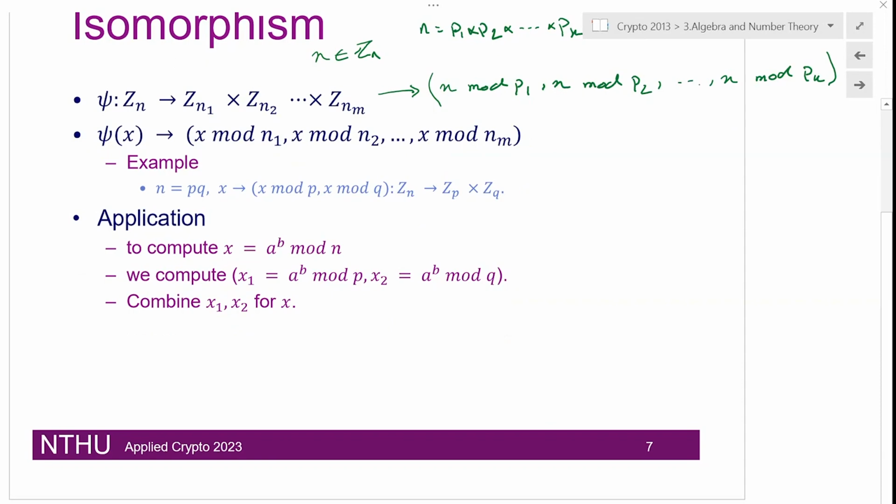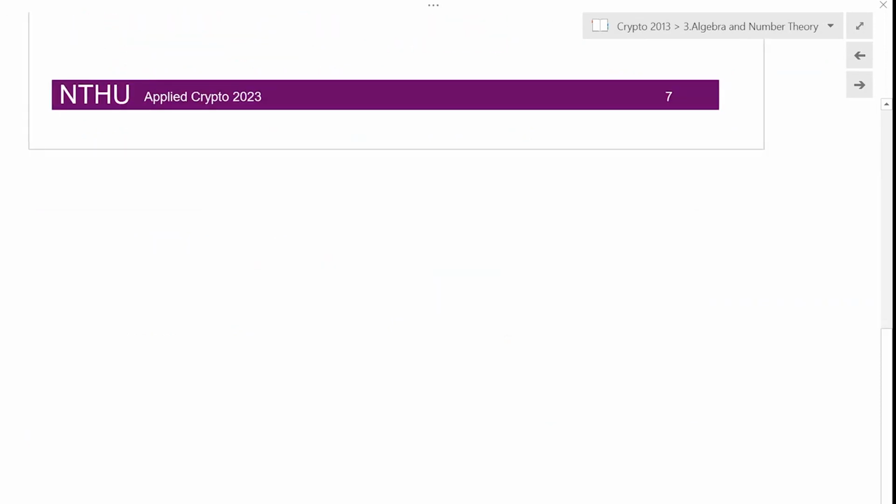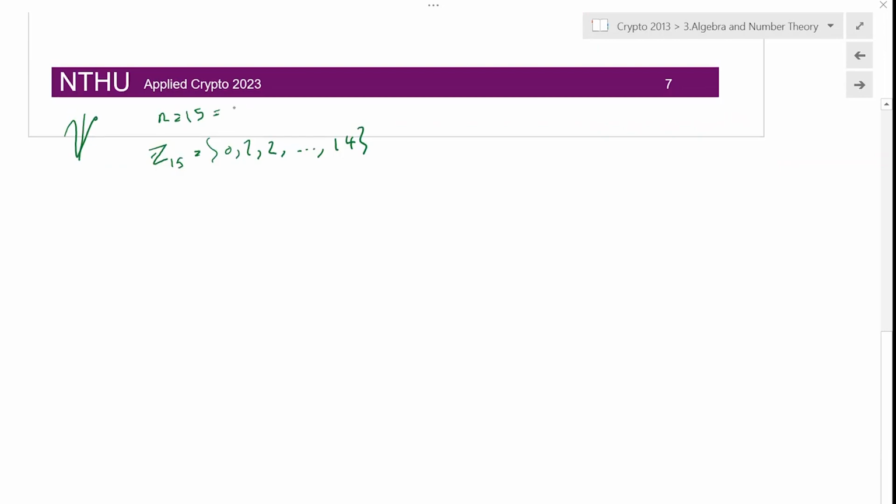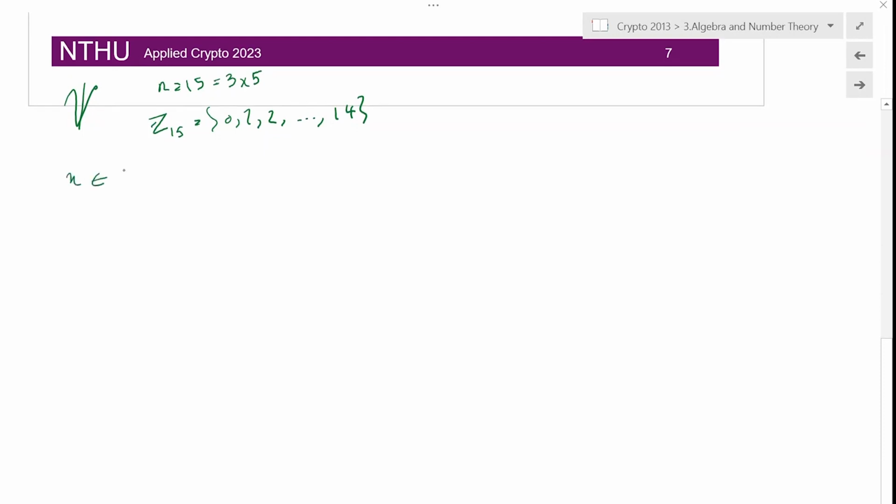So let me give you a very small example. We are talking about the psi function, and suppose my n is 15. So my Z15 is actually numbers from 0, 1, 2, all the way to 14. I know that I can write 15 equal to 3 times 5. So this means that for any x from Z15, I can map it to x mod 3 and x mod 5, okay? Because n is 3 times 5.